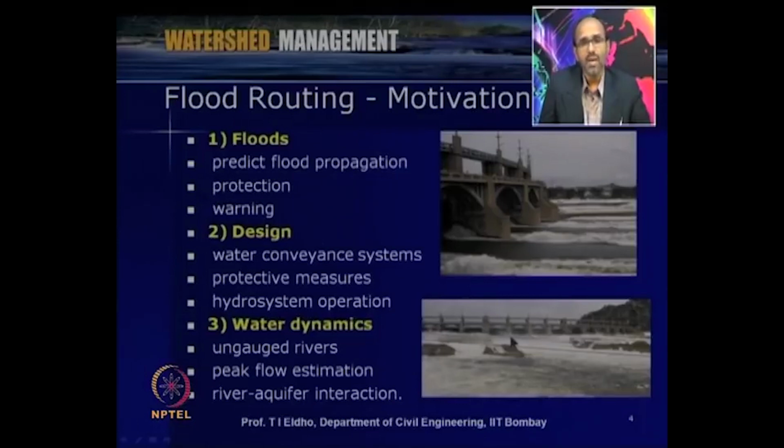Then peak flow estimation. Many times we should know what the peak of flow or the hydrograph will be with respect to the given rainfall conditions or with respect to given releases from a reservoir. So, peak flow estimation is very important. And also sometimes when we deal with river-aquifer interaction, whenever the water level rises in the river, the flow will take place from the river to the aquifer system, and when the water level recedes or goes down within the river system, then the aquifer will be recharging the river. So, for these kinds of calculation also we should go for flood routing.